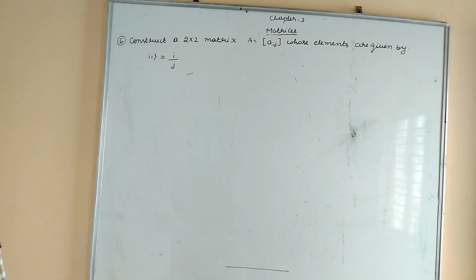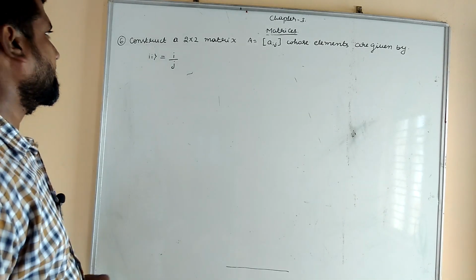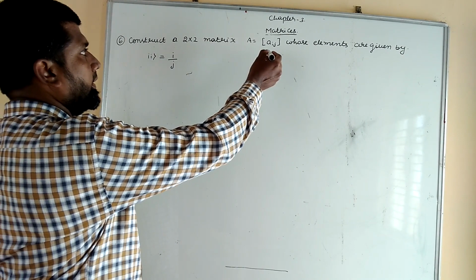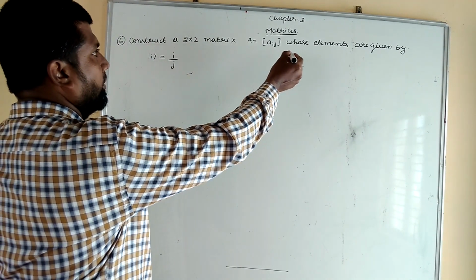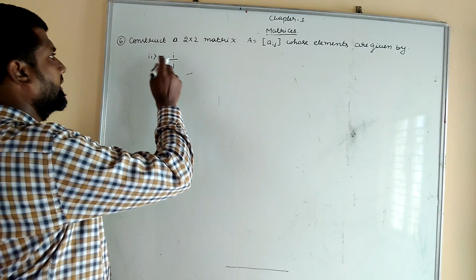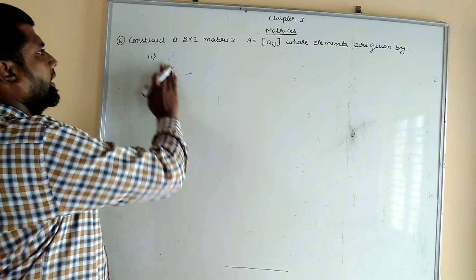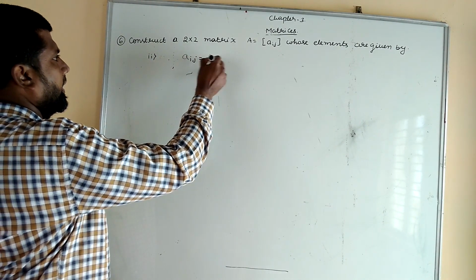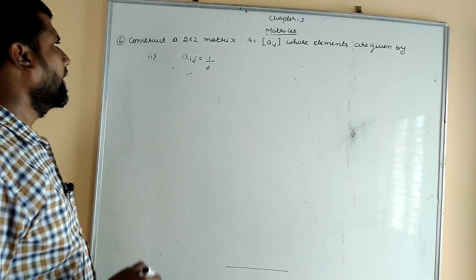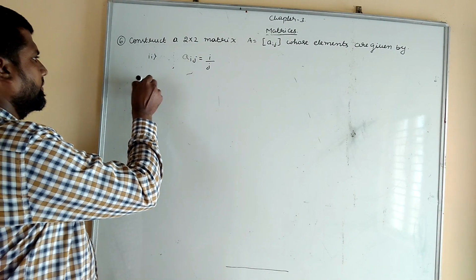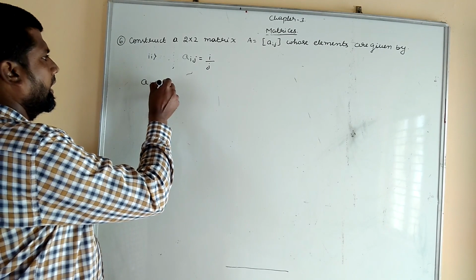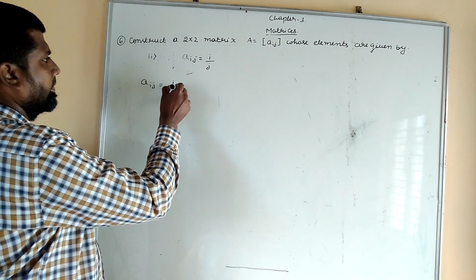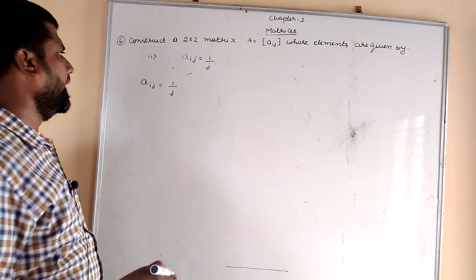In this same question, there is a sub question. Construct a 2 cross 2 matrix A is equal to [aij], whose elements are defined as aij is equal to i by j. So by using the aij term, we have to find the matrix of order 2 cross 2. Okay, let us take the aij term.